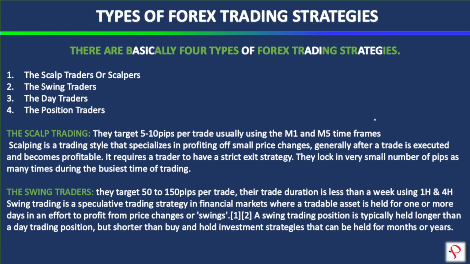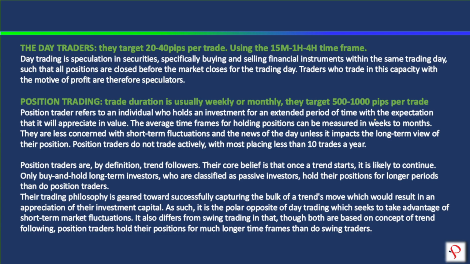Okay, so swing traders usually target bigger pips in the market because they enjoy staying longer in the market, because they want to actually ride a trend, unlike scalpers. Then we talk about the day traders. The day traders usually target 20 to 40 pips per trade using the 15 minutes, 1 hour and 4 hours and sometimes daily time frame.